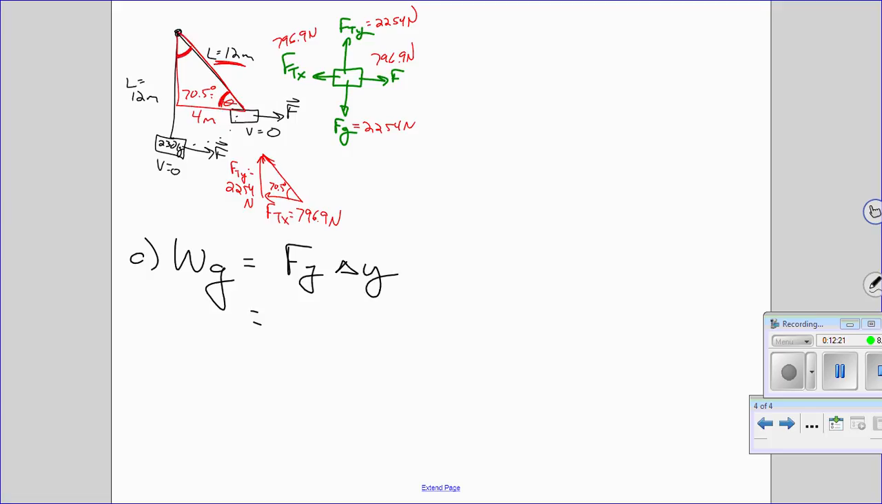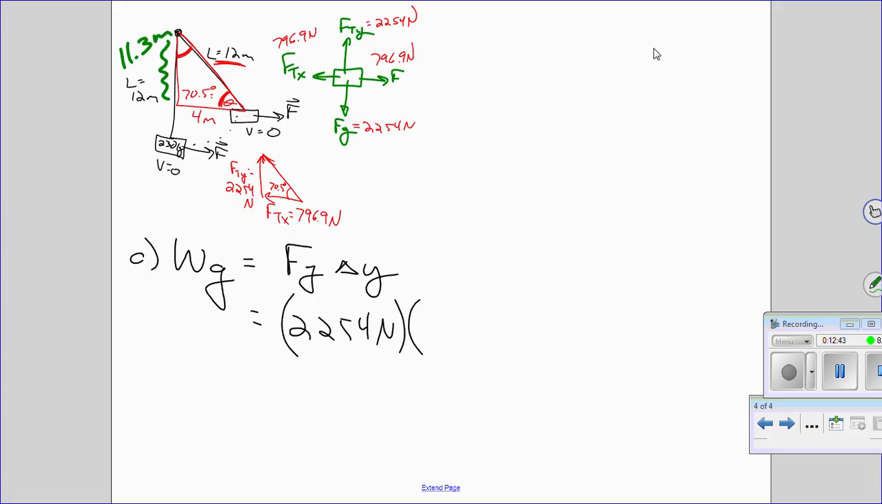Okay, so this is going to be force of gravity times our vertical displacement, right? So my force of gravity, we already figured that out. That's 2254 newtons times, shoot. So I already shrunk this drawing here. So it turns out if you find this other leg of the triangle here, we got 12 and 4. So the third side using the Pythagorean theorem gives you 11.3 meters.